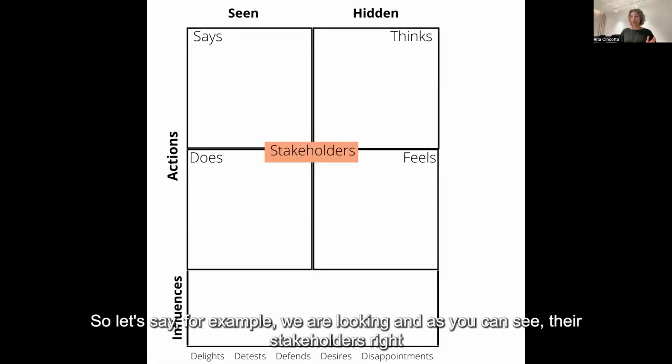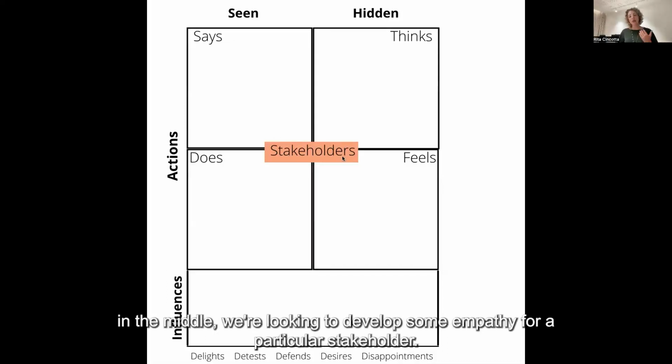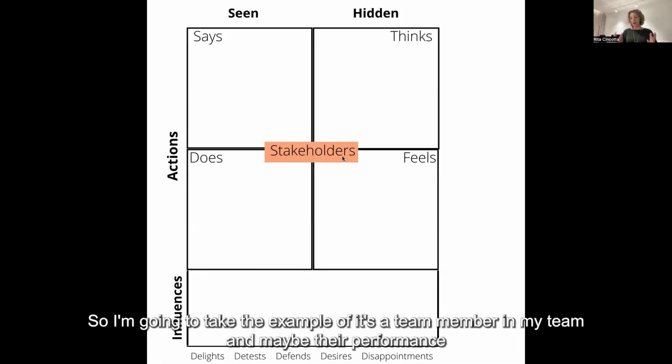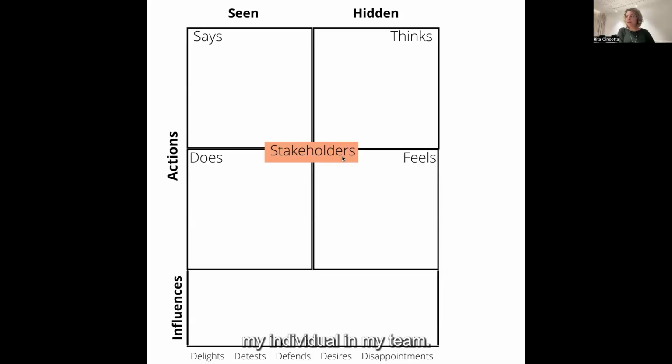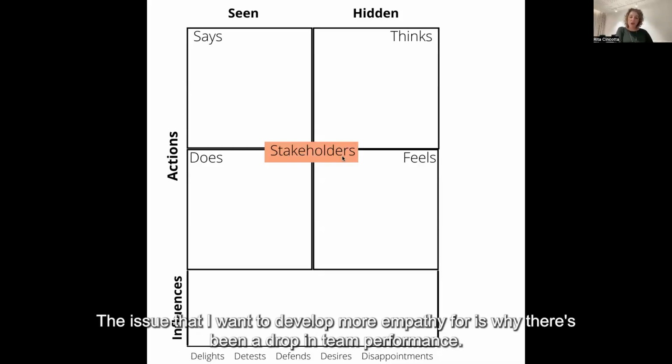So let's say, for example, as you can see, their stakeholders right in the middle, we're looking to develop some empathy for a particular stakeholder. So I'm going to take the example of a team member in my team, and maybe their performance has dropped recently, and I'm trying to gauge what's creating that performance drop for my individual in my team. So the stakeholder in mind for me is my team member. The issue that I want to develop more empathy for is why there's been a drop in team performance.